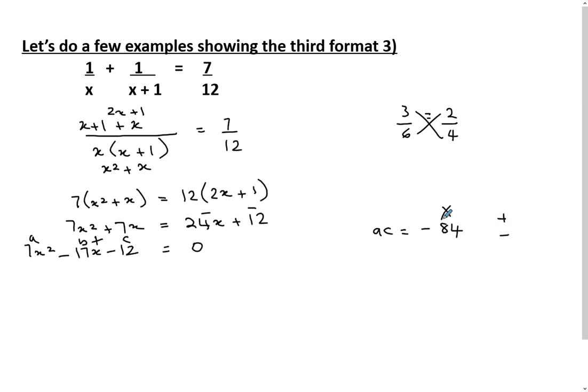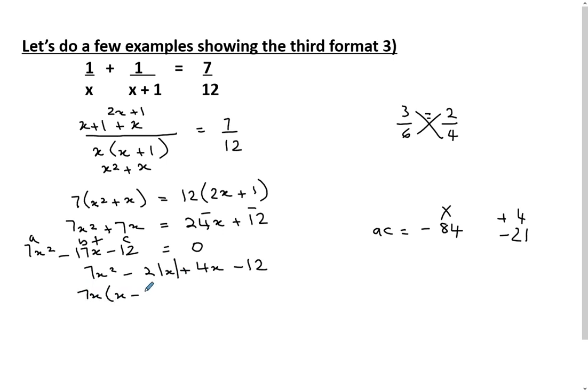Now we're trying to find factors of 84 that have a difference of 17. So this time I'm actually thinking 1 and 84, 2 and 42, 4 and 21. So I know my bigger number is the minus. So I've got 21 times 4. And then I'm going to rewrite, split and factorize. 7x squared minus 21x plus 4x minus 12.